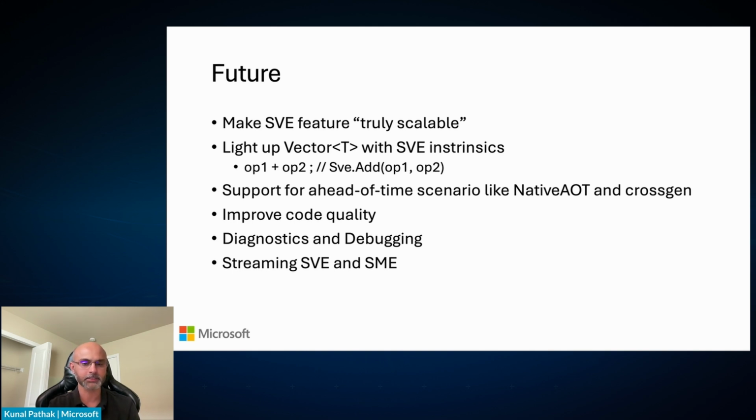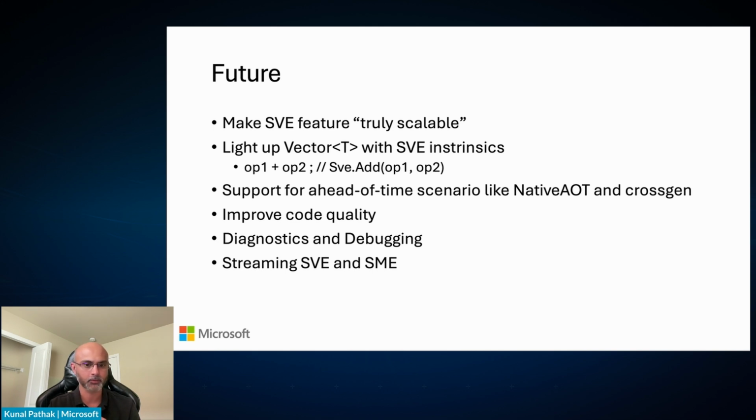Since this is like a V1 of our offering, there are a lot of code quality improvements that we have to do. There is diagnostics and debugging support, like how can we see the scalable registers' contents while debugging? Will the predicate registers' content be visible? So we still have to add those things.